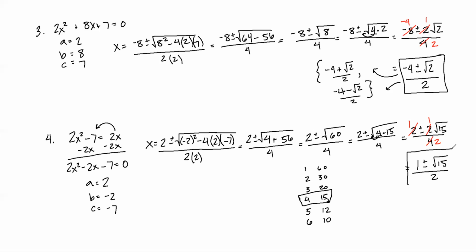Now, normally I'll just leave my answers like this. Again, if you wanted to split them up for MyMathLab, it'll be 1 plus the square root of 15 over 2 and 1 minus the square root of 15 over 2.